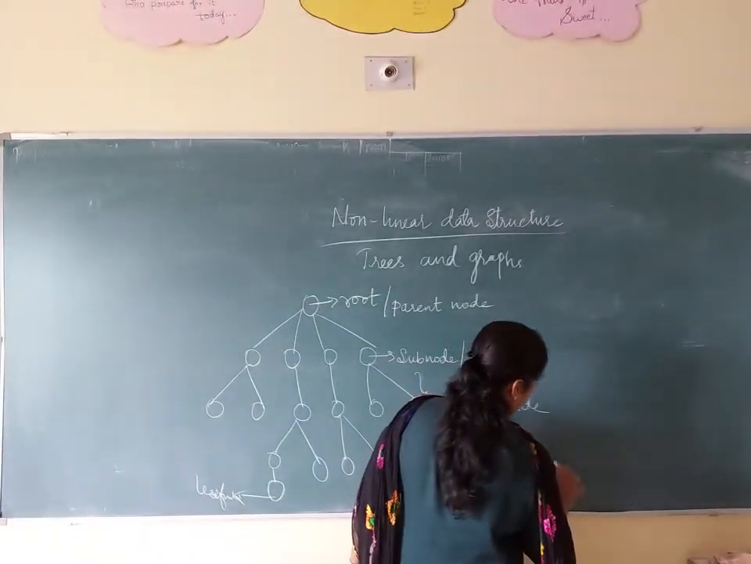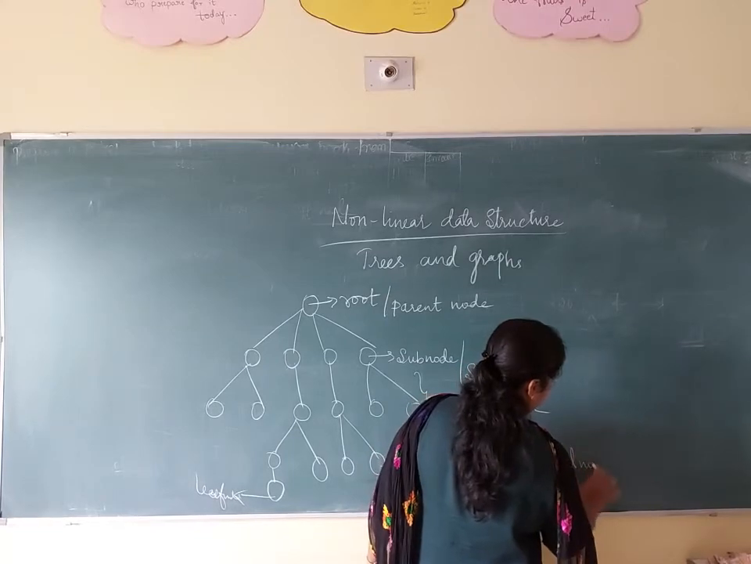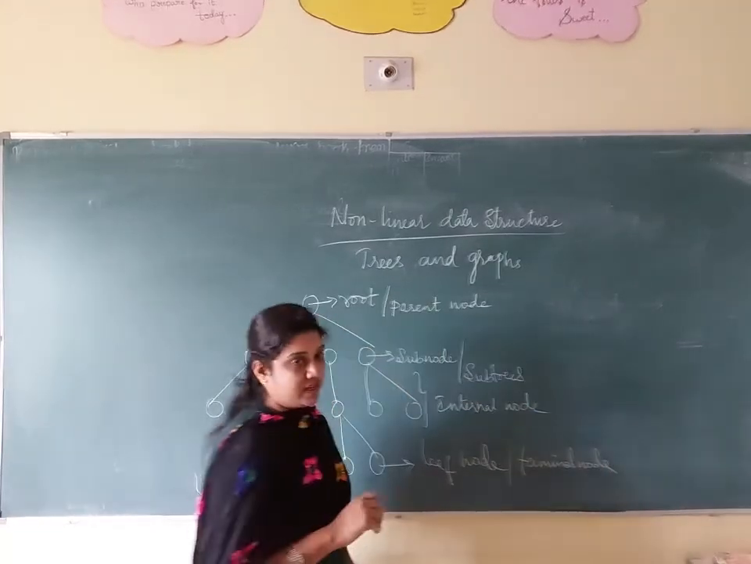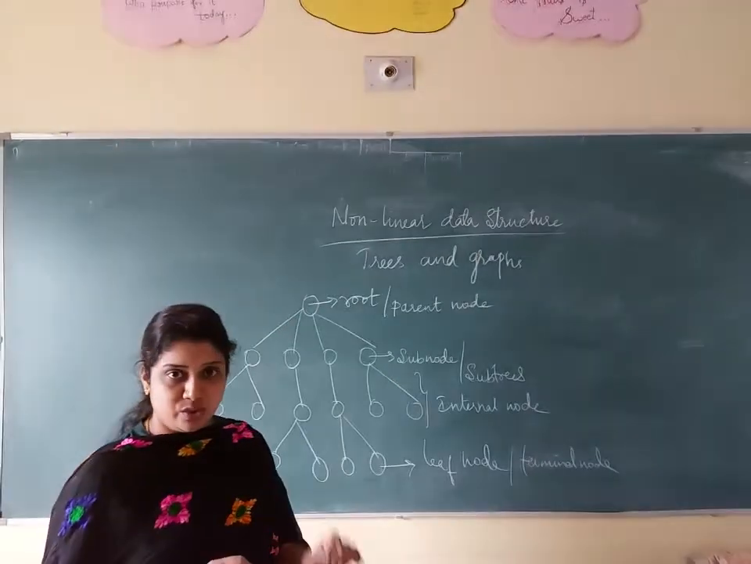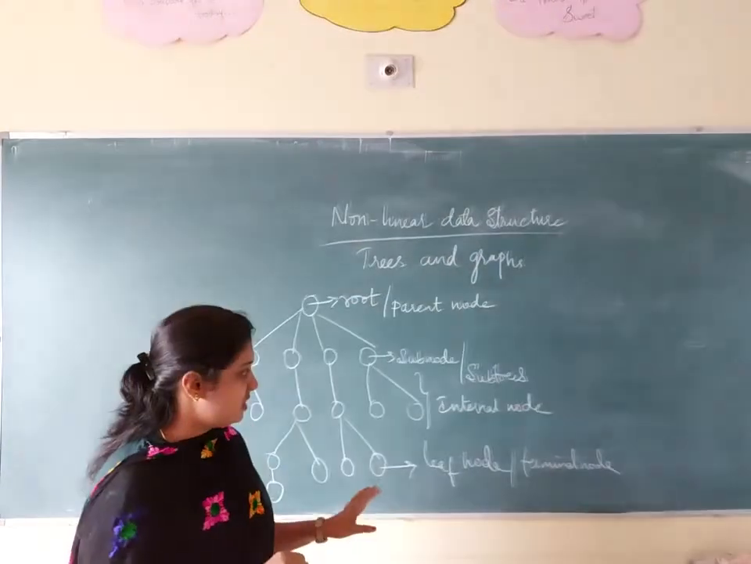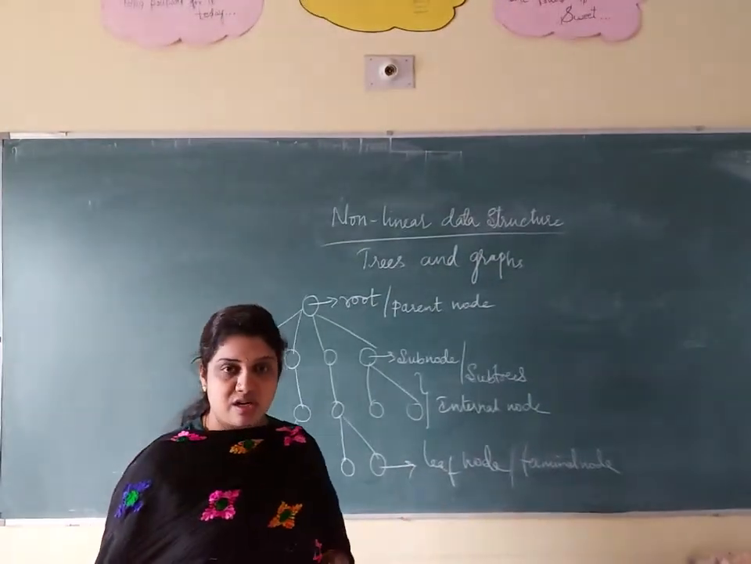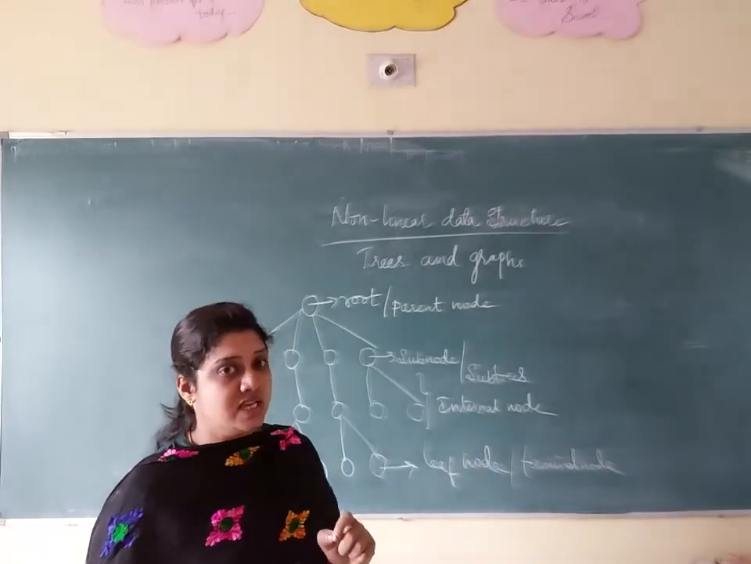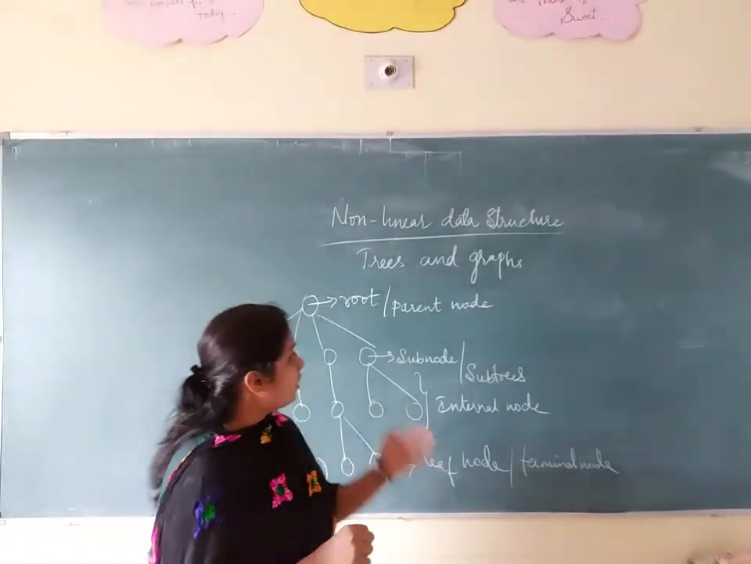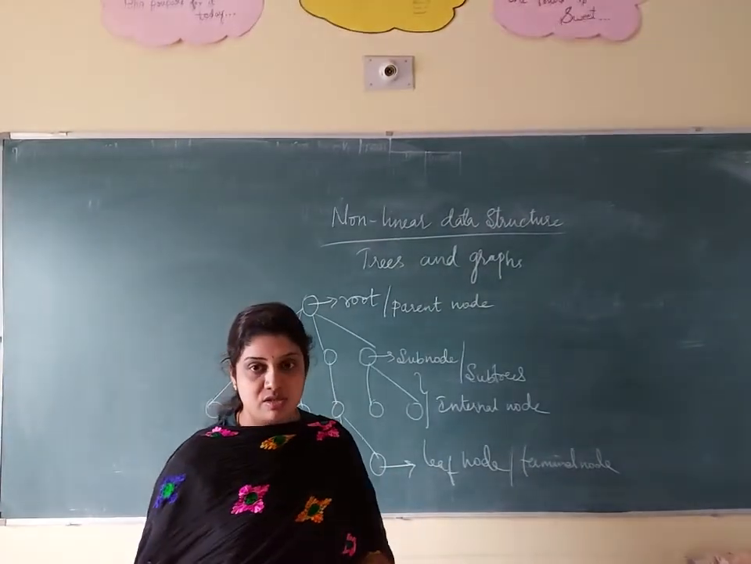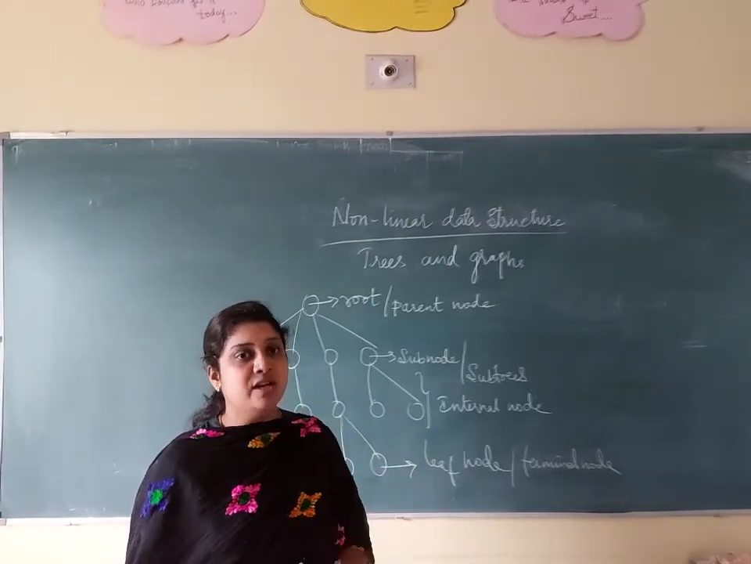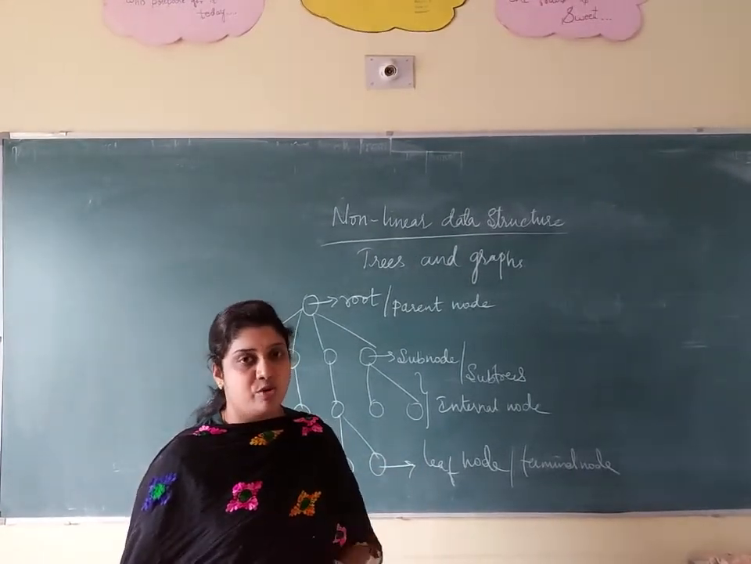What about a leaf node? We also call it a terminal node. A terminal node, or leaf node, is a node which does not contain any children. What about an internal node? An internal node is a node which contains children nodes. What about the parent? Parent is also called the head of the tree, which contains n number of children.